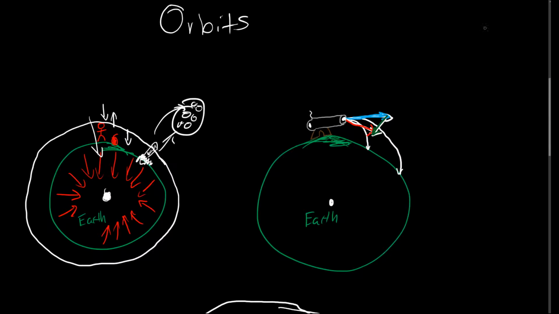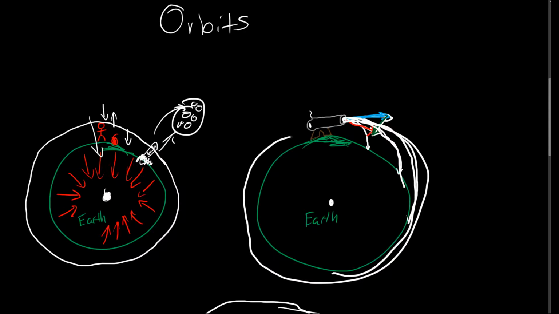And so we can keep doing this. We can keep increasing the amount of gunpowder that we put into the cannon. We can keep making it shoot further and further until it eventually reaches all the way around the Earth, right back to the side of the cannon. Just plops down right there.